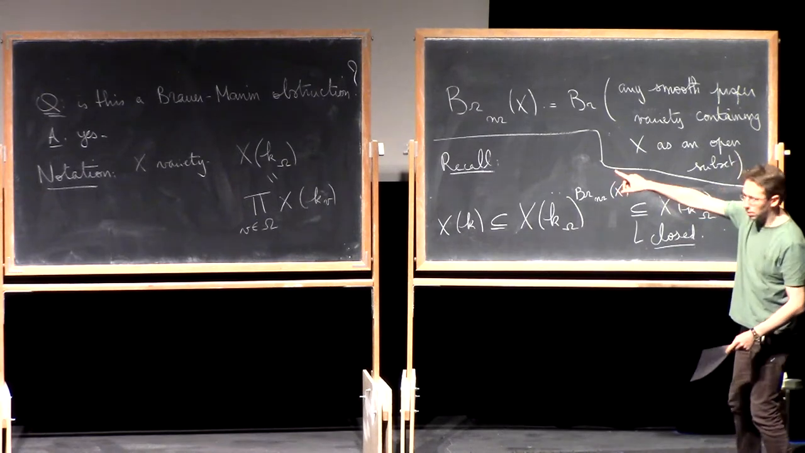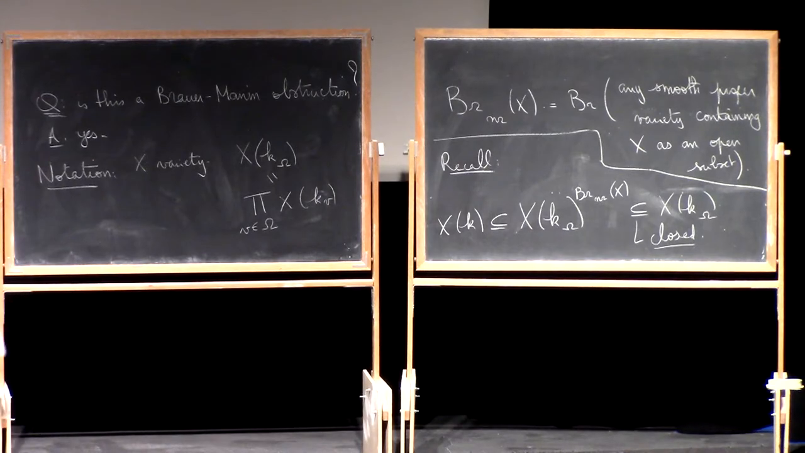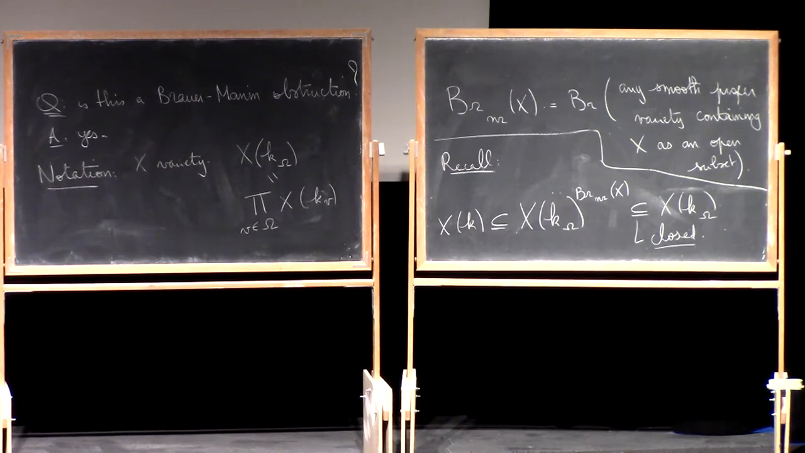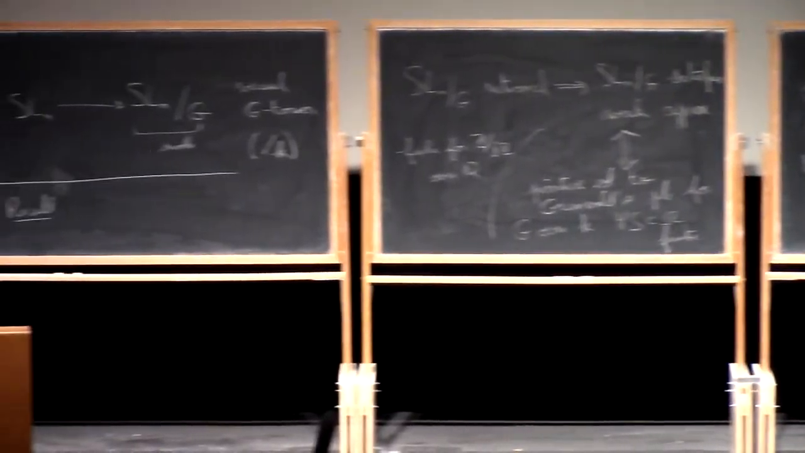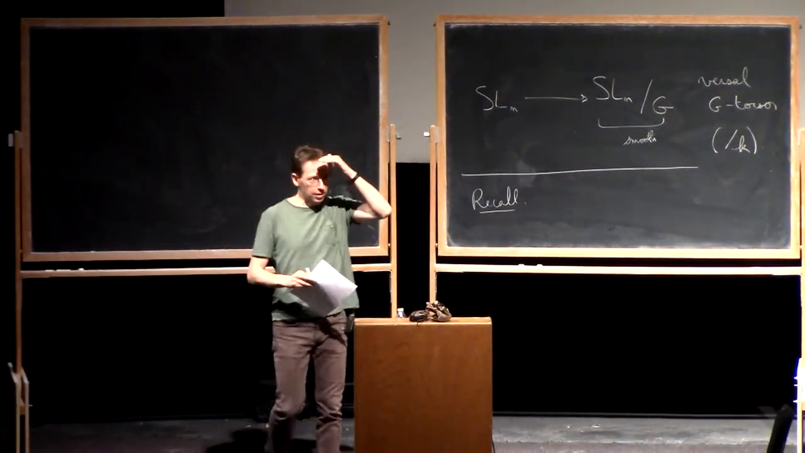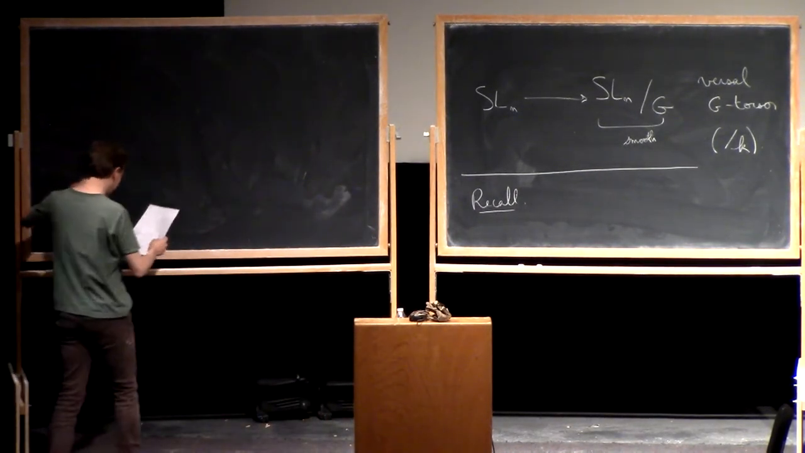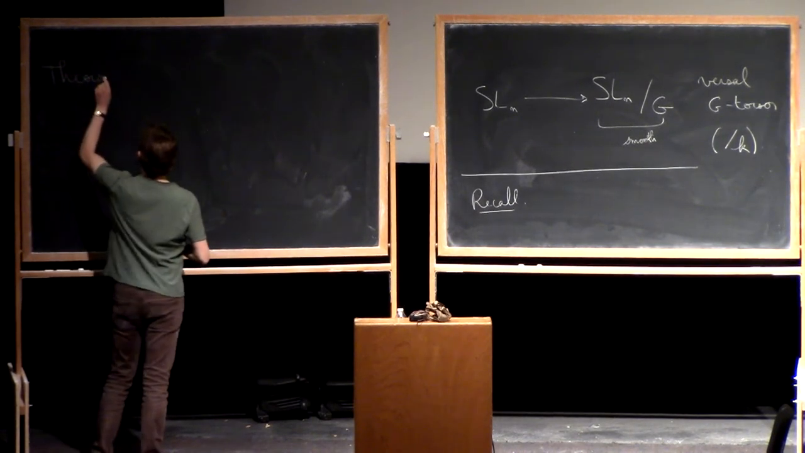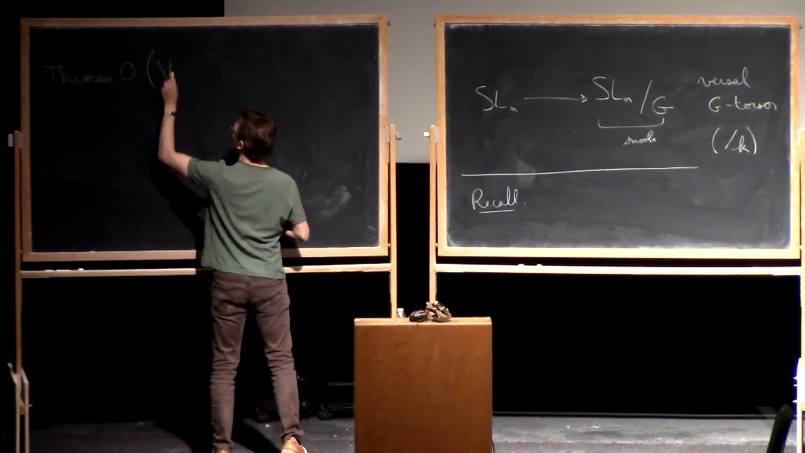And so the question here is: take X equal SL_n mod G. Is this inclusion strict or is it not? So the answer is yes. And more generally, here's the theorem. And please don't hesitate to ask any question you might have, and let me know, because I can't see you. So here's theorem zero. This is due, I think, to Voskresensky and Sansuc.